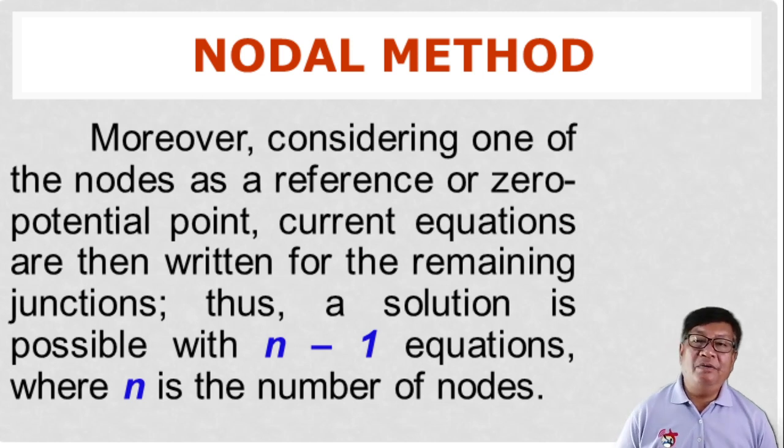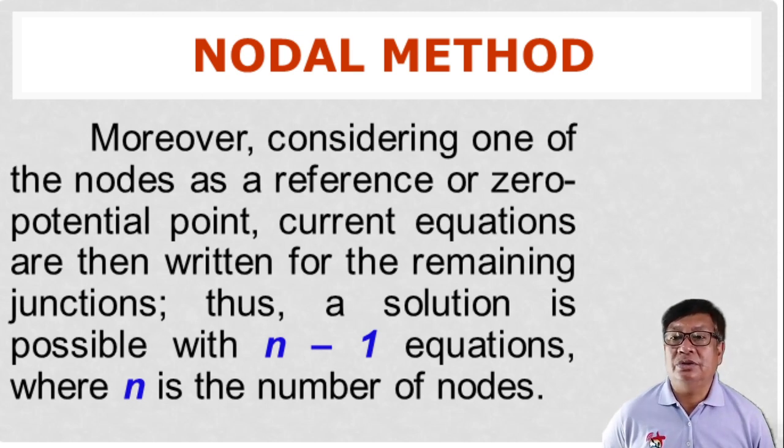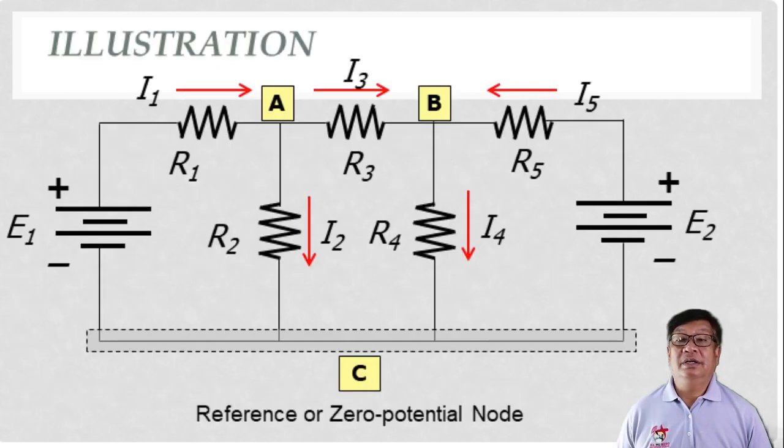Moreover, considering one of the nodes as a reference or zero potential point, current equations are then written for the remaining junctions. Thus, a solution is possible with n-1 equations, where n is the number of nodes. So consider this illustration here.